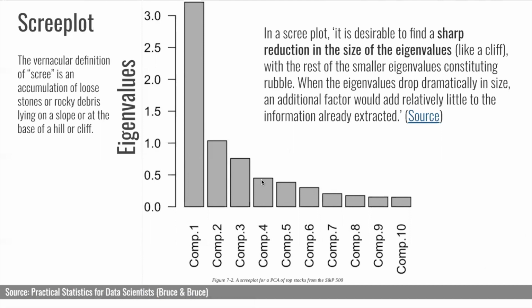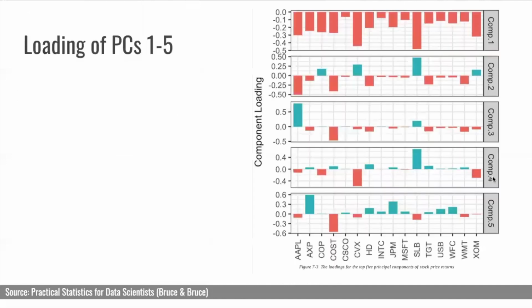So when the eigenvalues drop dramatically in size, adding an additional principal component would add relatively little information to what we've already extracted. Remember, each principal component is a linear combination of all features. So we're considering all of the data in each of these principal components. So we want to take those principal components that explain the most variance in our data.